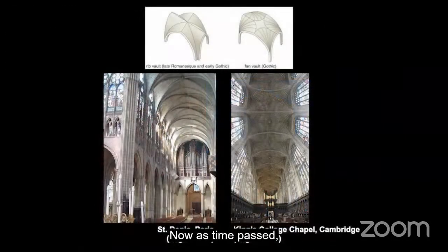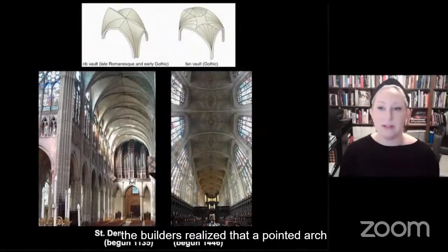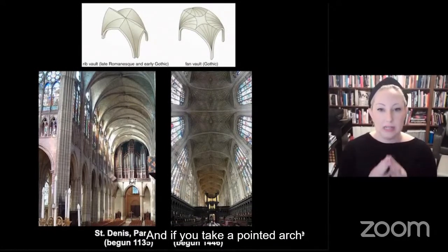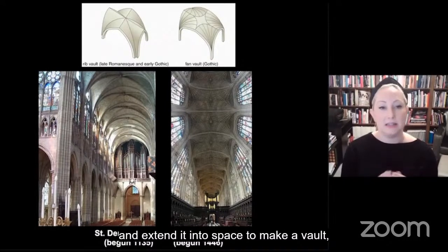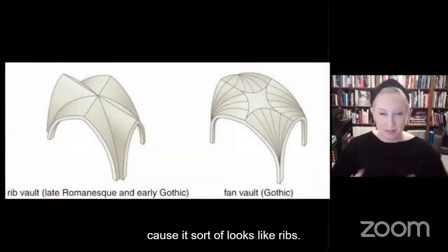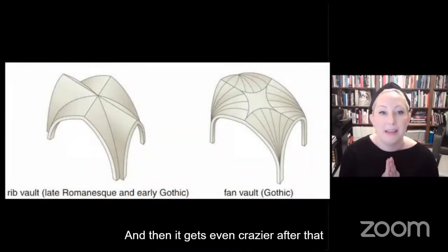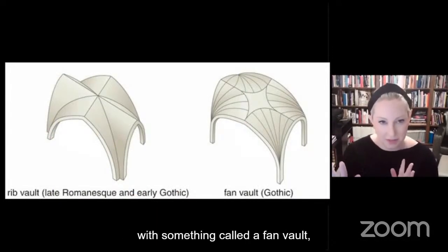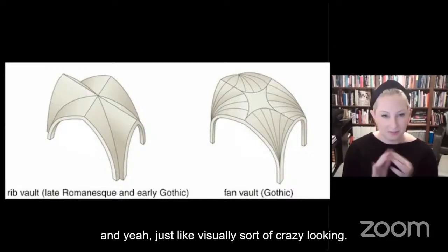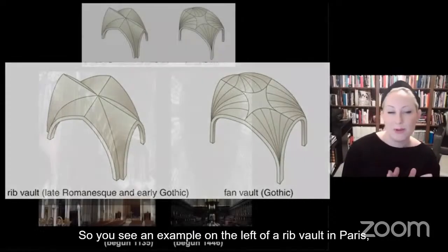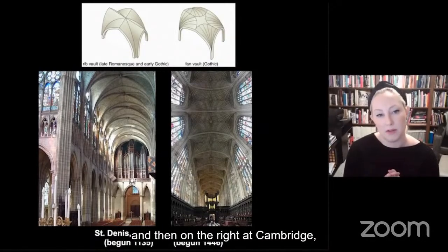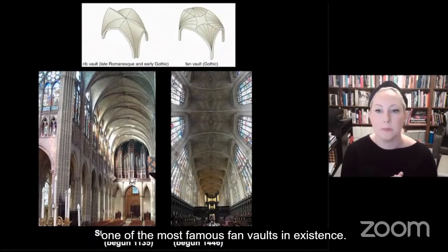Now, as time passed, the builders realized that a pointed arch is actually stronger than a rounded arch. And if you take a pointed arch and extend it into space to make a vault, instead of being a barrel vault, that's called a rib vault, as you can imagine, because it looks like ribs. And then it gets even crazier after that with something called a fan vault, which is late Gothic and visually just crazy looking. So you see an example on the left of a rib vault in Paris, and then on the right at Cambridge, one of the most famous fan vaults in existence.